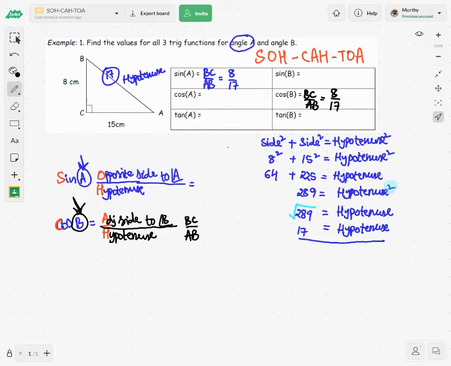Why did I explain cos B instead of cos A? Please see that the value of sine A and the value of cos B, these two are the same, 8 over 17. Don't be surprised. Sine A equals cos B. Next, let me take sine B.